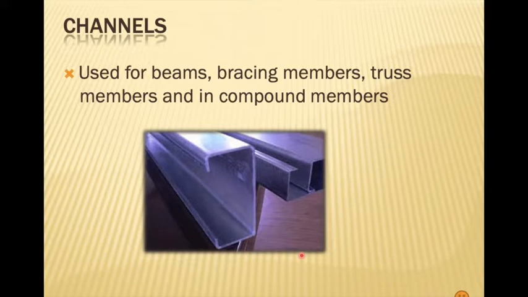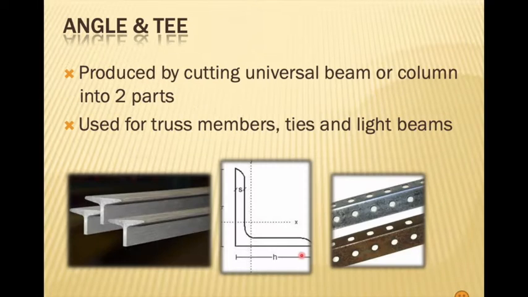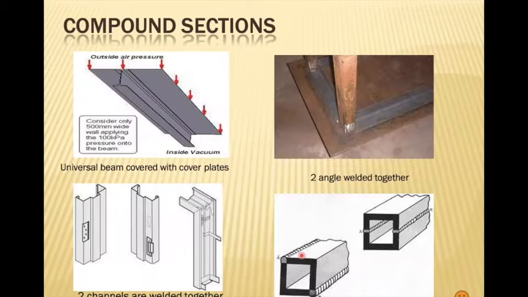Then we also have channels. They are used for beams, bracing members, truss members, and also in compound members. Then we also have hollow sections, produced from flat plate. A circular section is made first, then this is converted to a square or rectangular shape, if we wish to have other shapes. So we can have a circular shape, or a square or rectangular shape. Then we also have angle and T, produced by cutting a universal beam or column into two parts, and used for truss members, ties, and light beams.